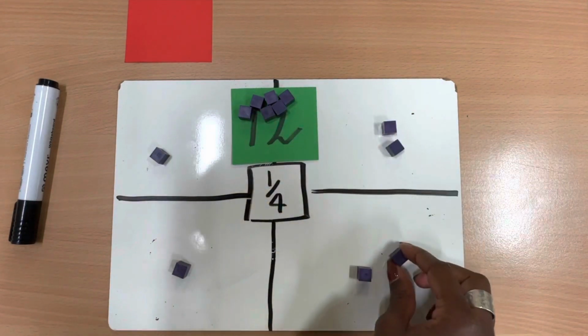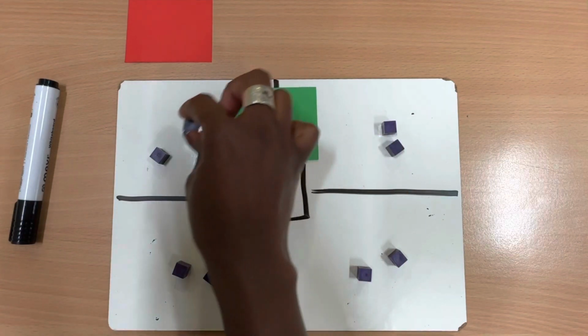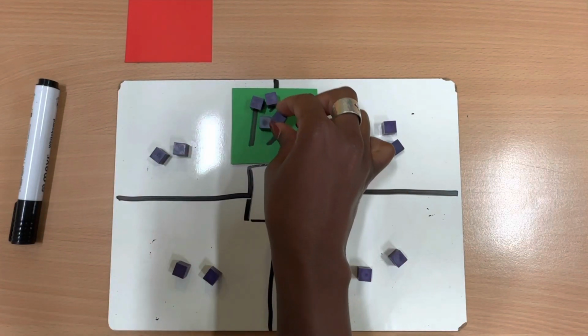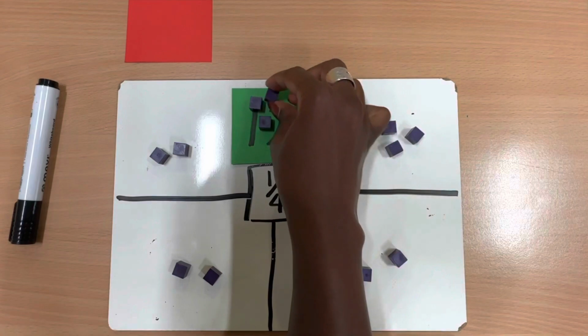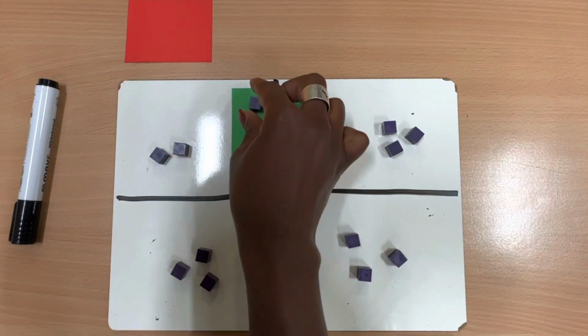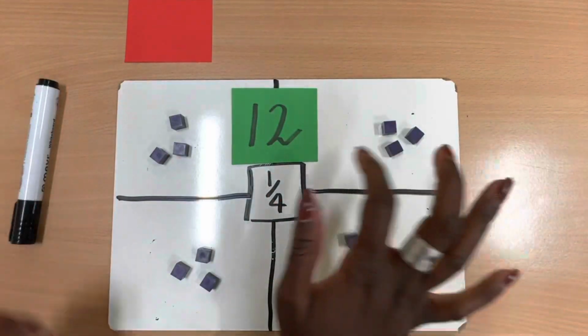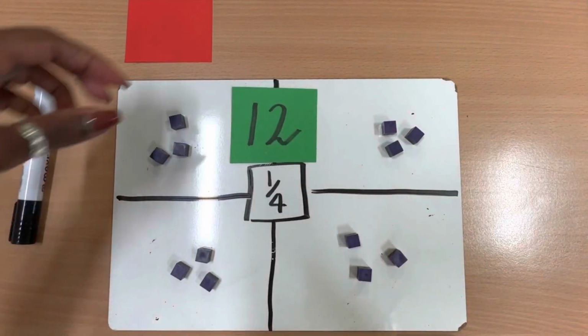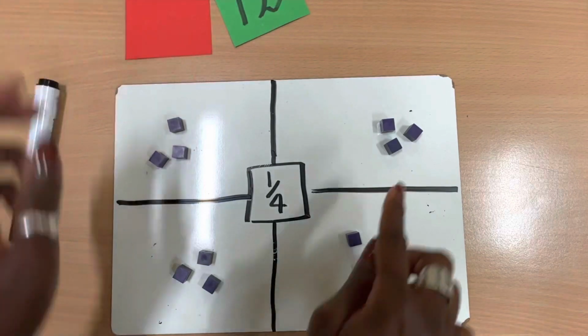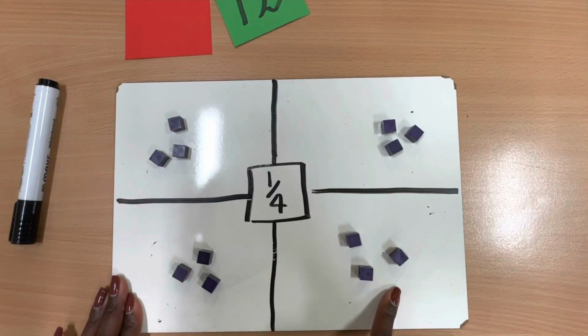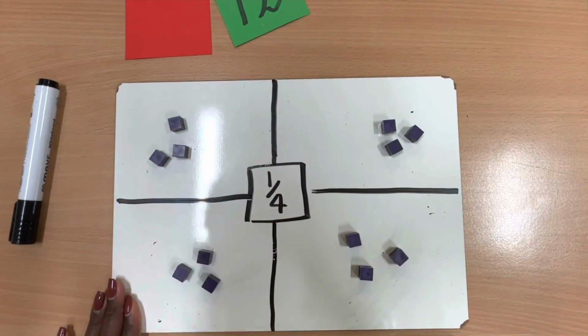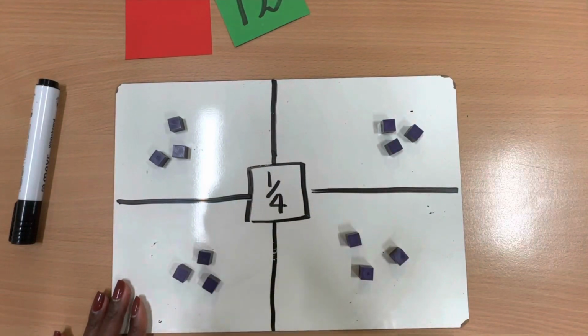I go in the same order. So if I start clockwise, which means going in this direction like the clock, I'm going to share in that direction so I don't get muddled up. So I'm completely done sharing the 12 counters that I have. And if I check, there's 3 there, there's 3 there, there's 3 there, there's 3 there. So they are all equal.